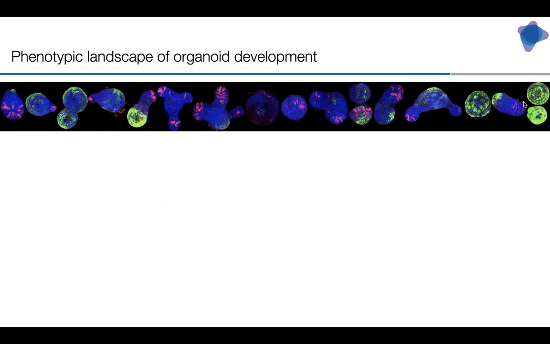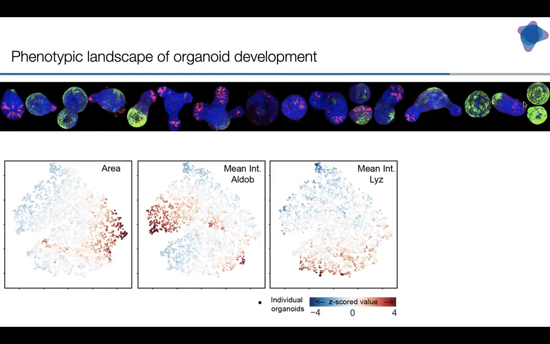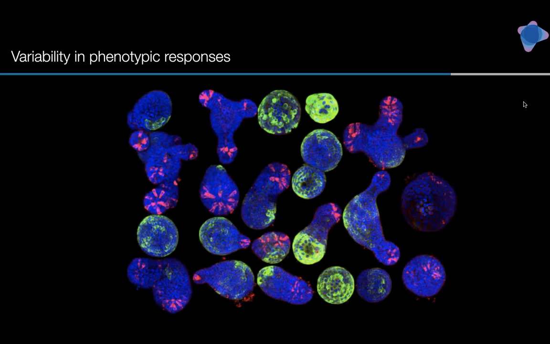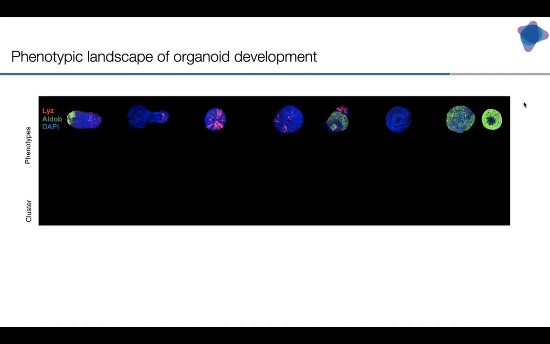So here, the first question we had is: how many phenotypes exist? We see a lot of variation; even in the control, you don't have exactly identical organoids. And here you see a t-SNE of individual organoids color-coded by the different features. Then, using PhenoCluster from Dana, but also other methods, we were able to go from the variability in phenotypic responses, so this is the full variability, to what we call the phenotypic landscape of organoid development.